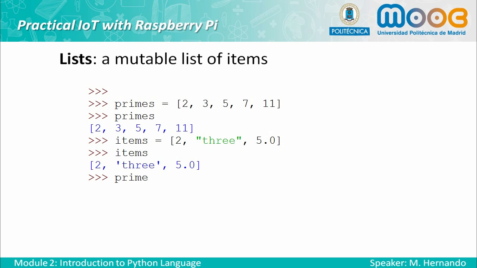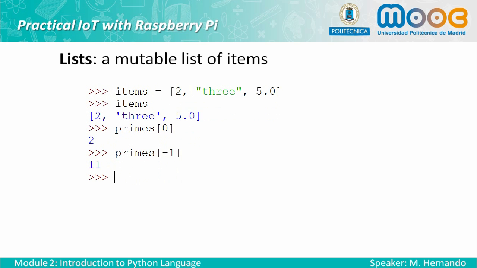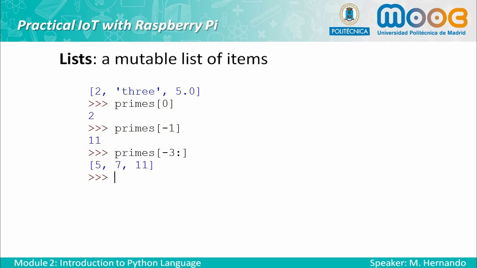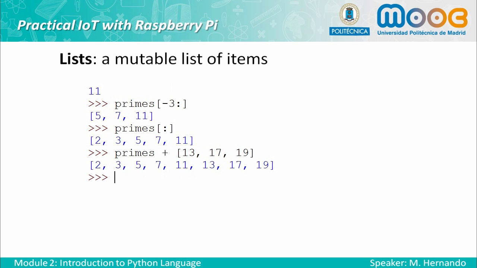Like strings and all other built-in sequence types, lists can be indexed or sliced. Indexing returns the item, while slicing returns a new list. All slice operations return a new list containing the requested elements. This means that the following slice returns a new copy of the list. Lists also support operations like concatenation.